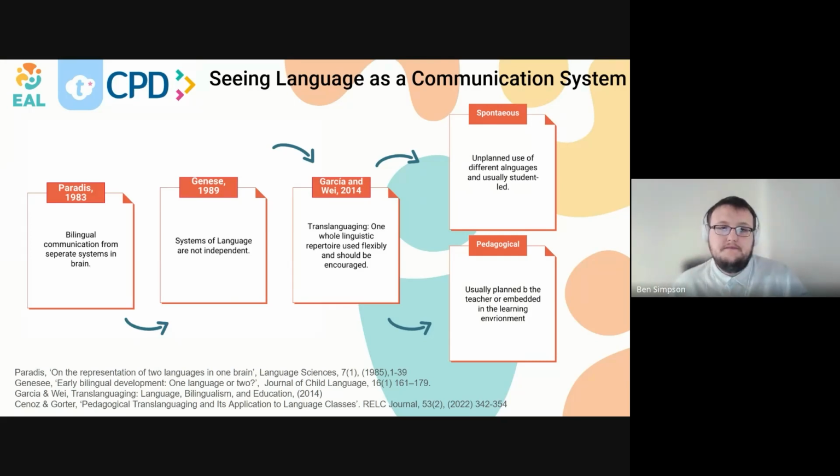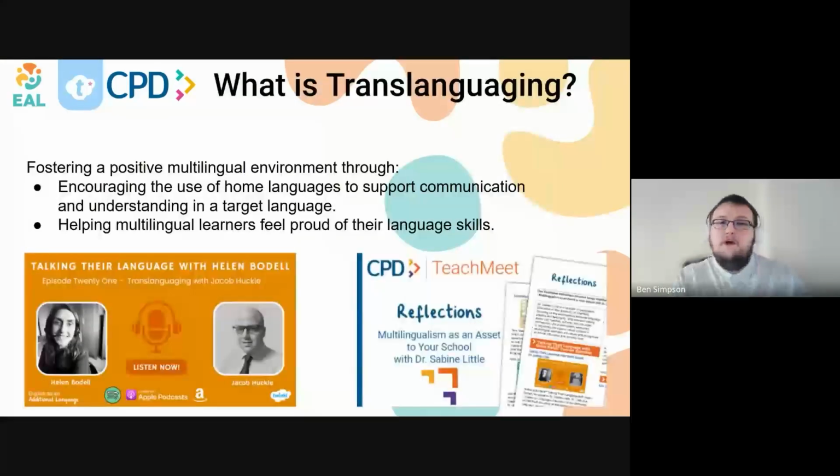All good. So to simplify for this session, I want you to think about translanguaging as fostering a positive multilingual environment. So this would be achieved through encouraging the use of home languages that support communication, understanding, and target language learning, and helping multilingual learners feel proud of their language skills. There's a lot of depth there to go into, both theoretical and practical.